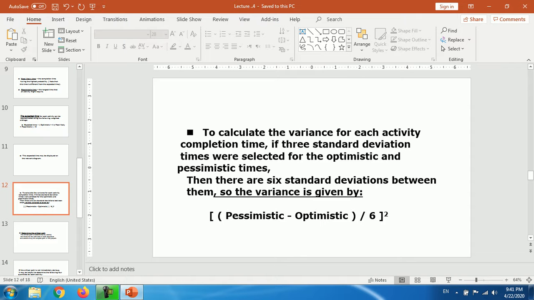To calculate the variance for each activity completion time, if 3 standard deviation times were selected for the optimistic and pessimistic times, then there are 6 standard deviations between them. So the variance is given by pessimistic minus optimistic, divided by 6, squared.